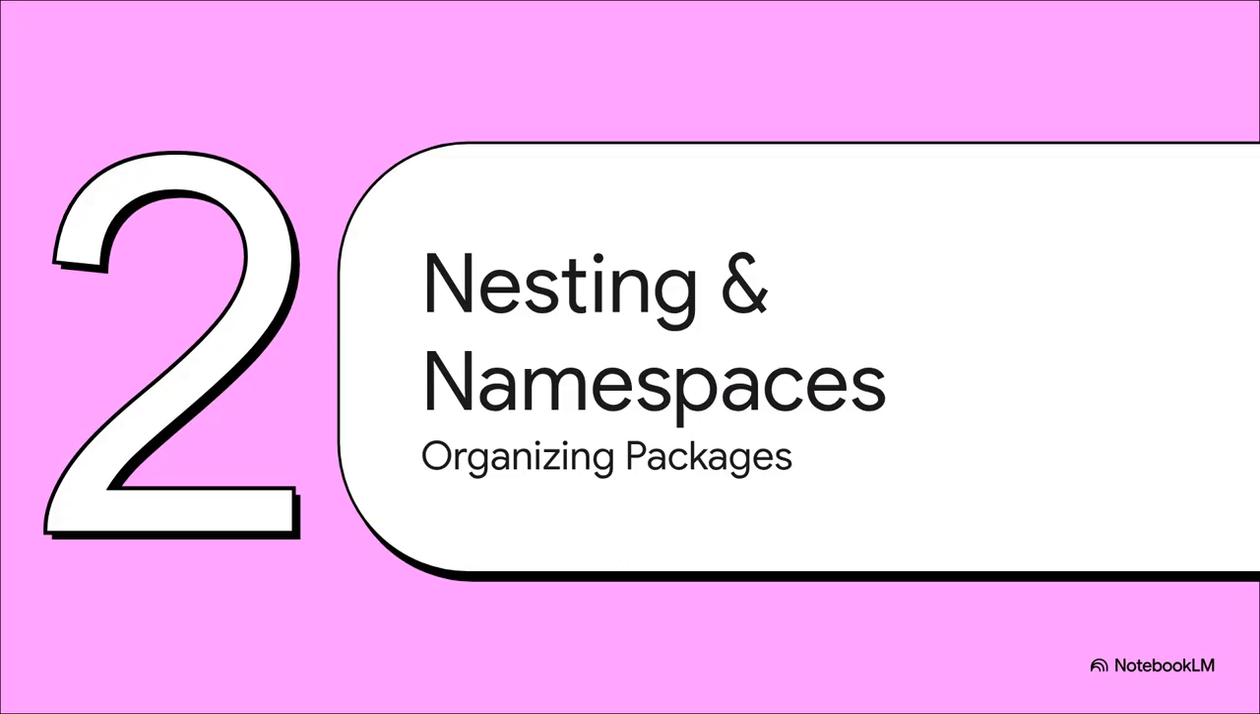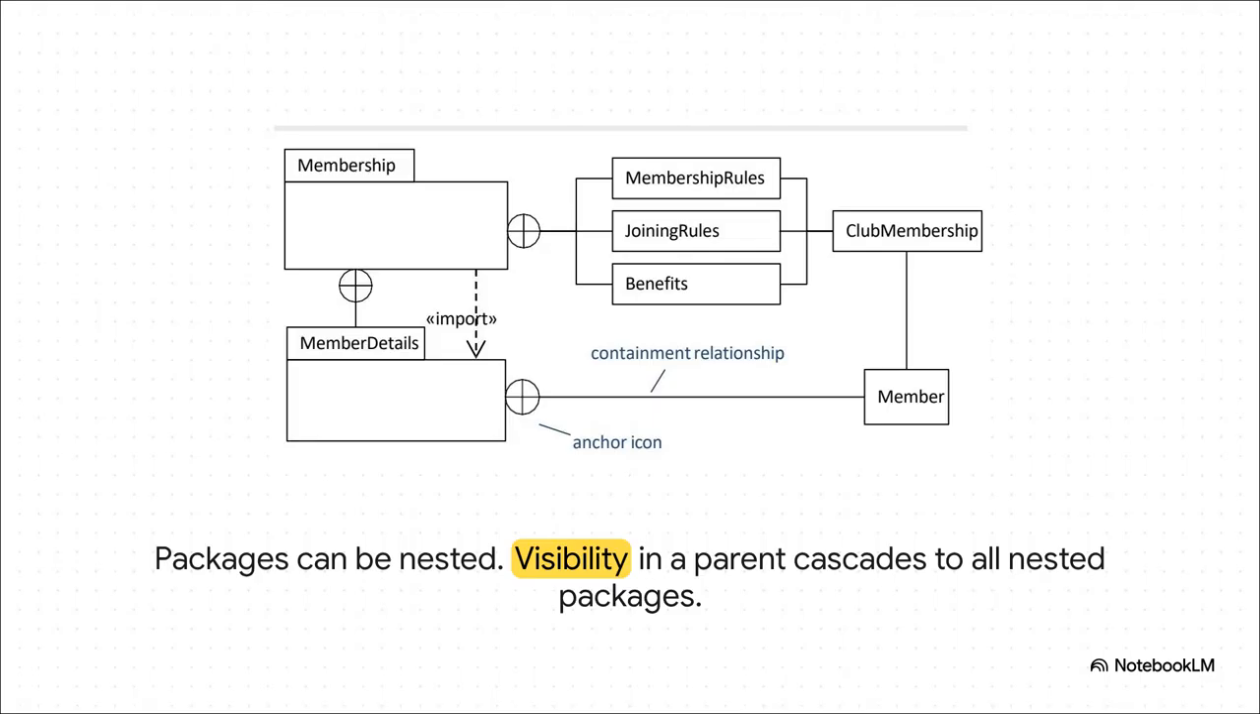So packages aren't just standalone boxes. You can actually organize them into hierarchies by nesting them. And this has some really important effects on their namespaces. You can literally put packages inside of other packages. And the rule for visibility here is really straightforward. If an element is public in a parent package, it's automatically visible to all the child packages nested inside it. So that visibility just flows right down the hierarchy.